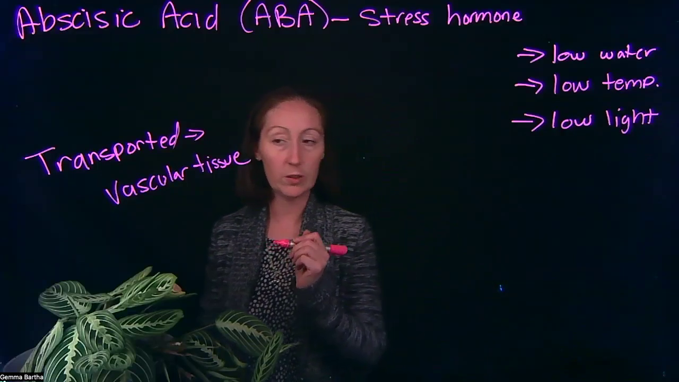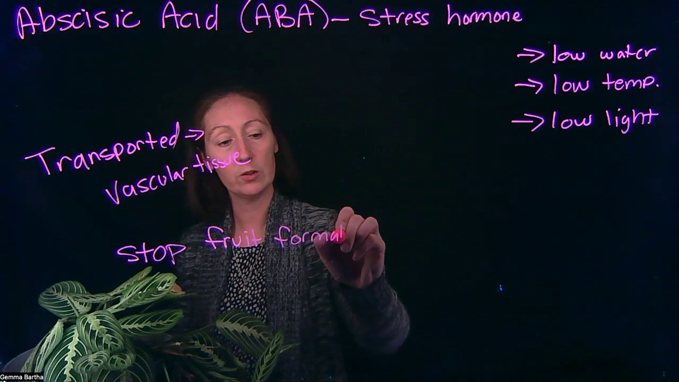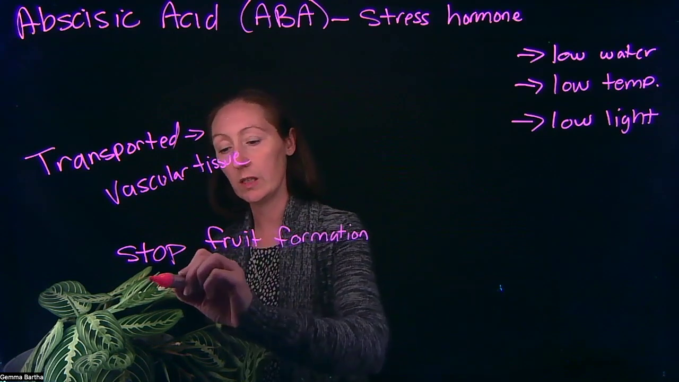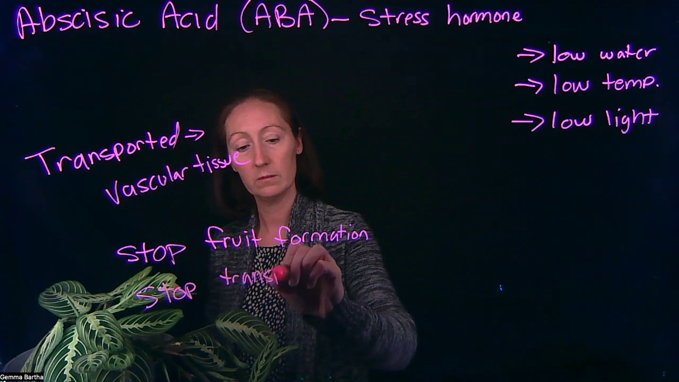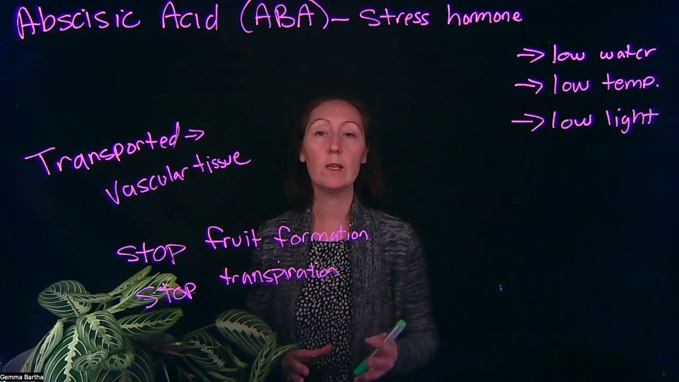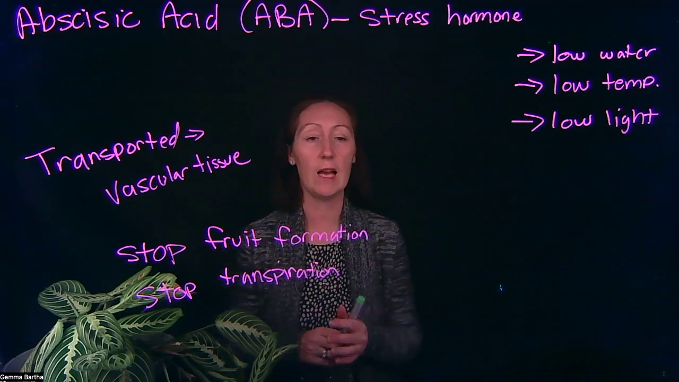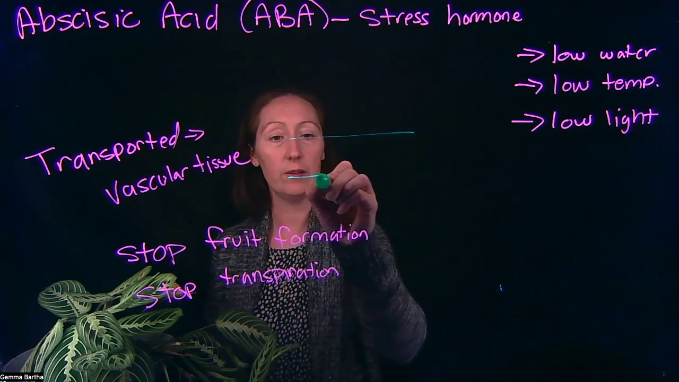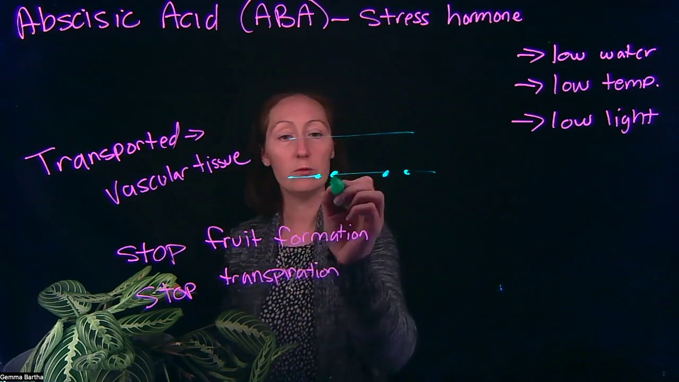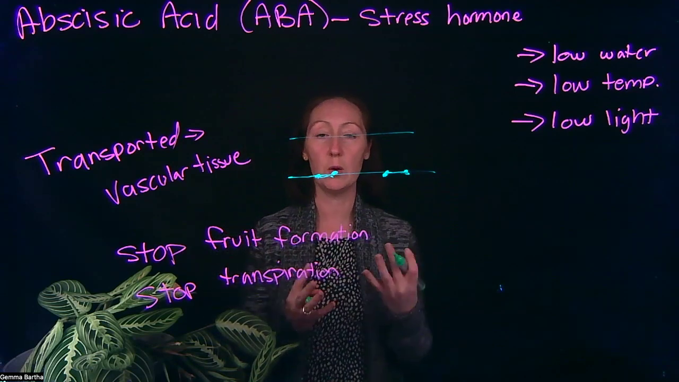And the other thing that it's going to do is stop fruit formation on the tree. Again, that's the whole conserving energy. It also is going to stop transpiration. And so in times of drought, let's say that your soil moisture levels are very, very low, that is actually going to trigger an increase in ABA, in abscisic acid. And so remember that we have our leaf here, and let's say these are our guard cells at the bottom. Now, in times of drought, they're going to close up these stomata in order to save on water loss.